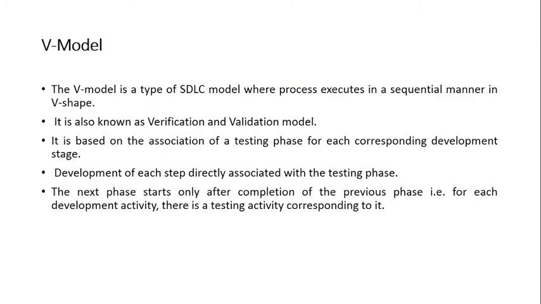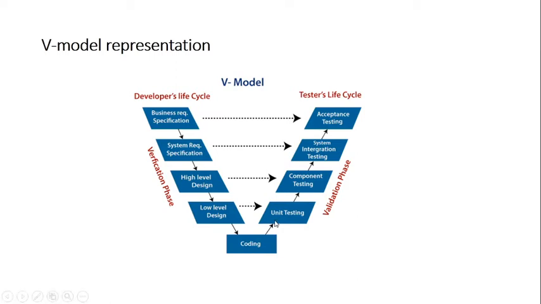The V model is a type of SDLC model where the process executes in a sequential manner in a V shape. Again, it is a sequential model like the waterfall model. It is also known as the verification and validation model. It is based on association of a testing phase for each corresponding development stage. What this means is that for each testing, whether it is unit testing, component testing, integration testing, system testing, or acceptance testing, a corresponding phase of development is associated, which is represented with this dotted arrow.